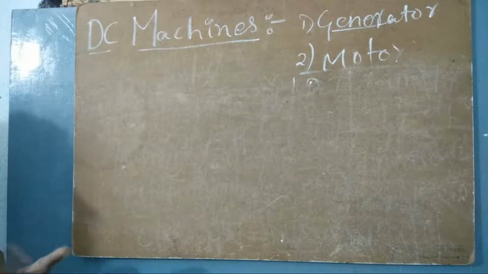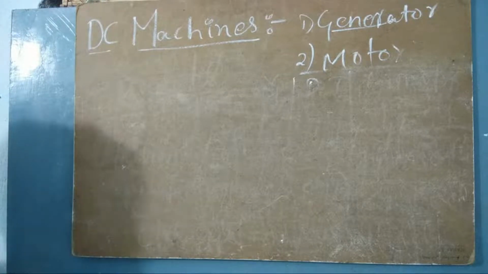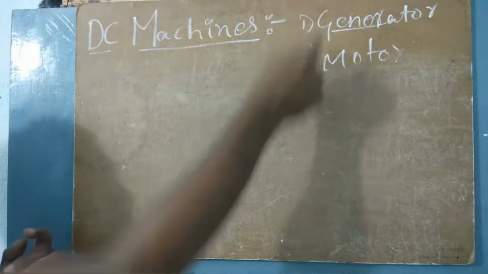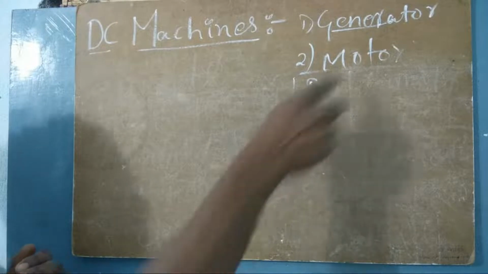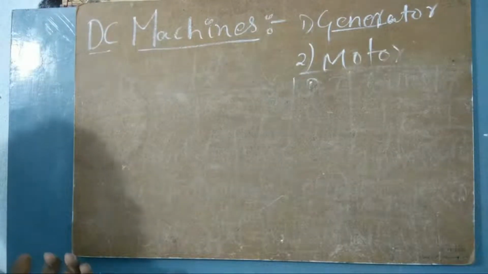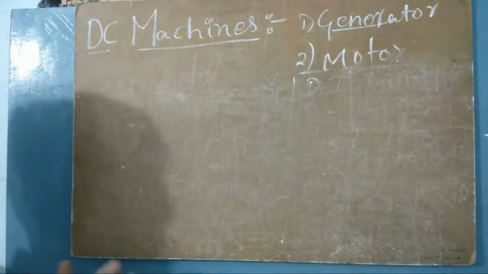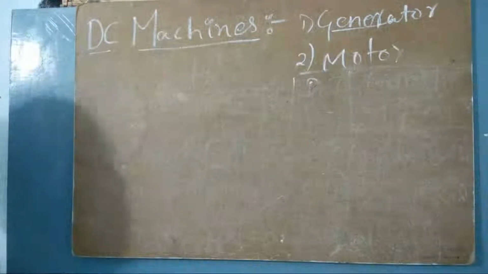You are going to study the construction of the DC generator, and the construction of the motor also, because constructionally the motor and the generator are the same, both being under the same category, that is DC. So the construction will not be very different between generator and motor, the kind of construction they have is almost the same.